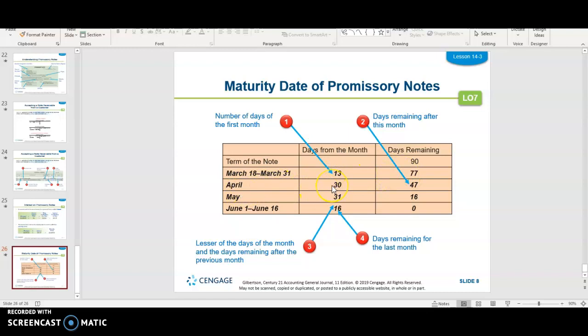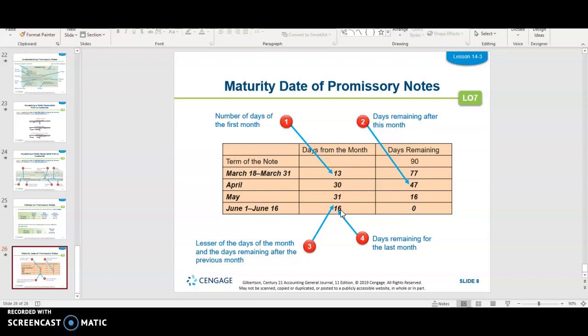April has 30 days. So I subtract 30 from 77, and at the end of April, I have 47 days left. May has 31 days. Subtract 31 from 47, and at the end of May, I have 16 days left, which means that my loan is going to be due on June 16th. That's how to figure it out. Now, if you could figure it out in your brain, you are way smarter than me.